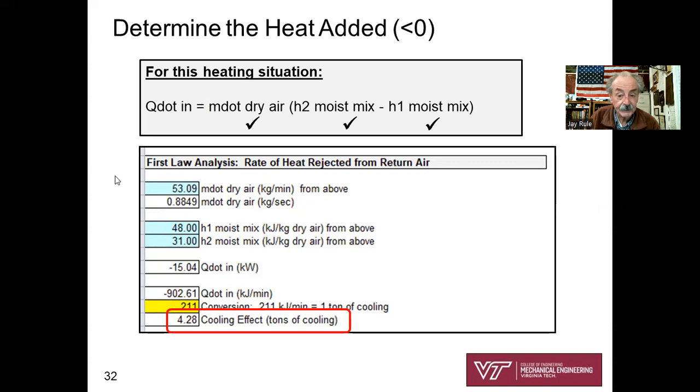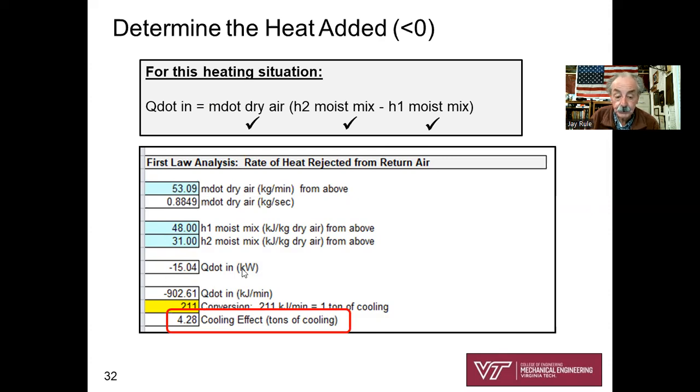Now, the first law with the psychrometric chart, it's easy. The first law, Q dot in minus W dot out, that's 0, equals m dot of the dry air times H2 of the moist mixture minus H1 of the moist mixture. Just subtract two numbers from each other to get Q dot in is negative 15.04.